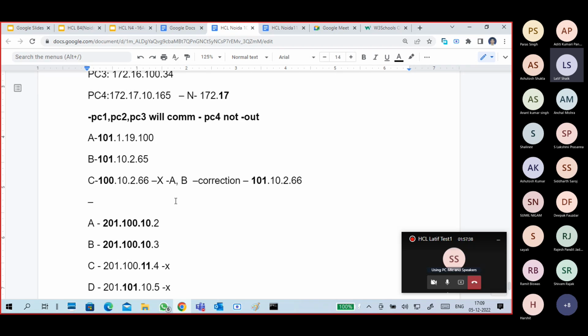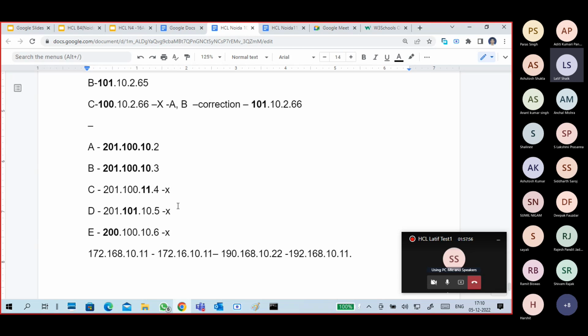What to do if you make a mistake? Check it. Check whether both are in the same network or not. If you made a mistake there, correct it. Make 100 into 101. Okay, that is enough, right?